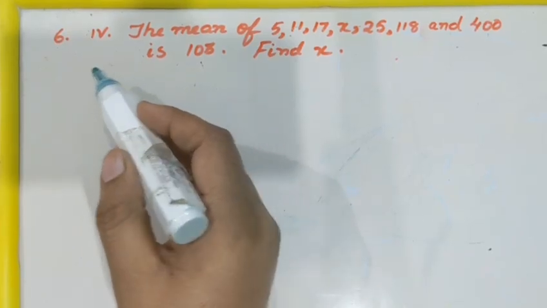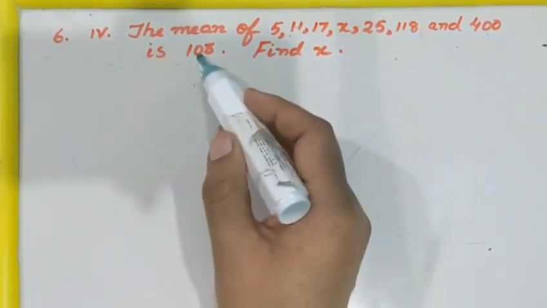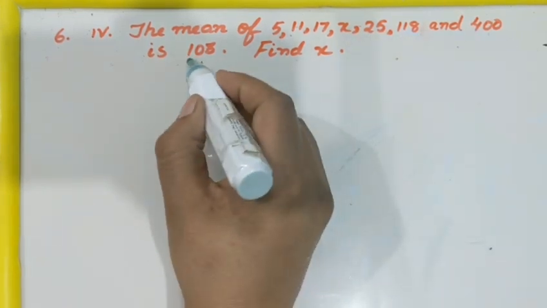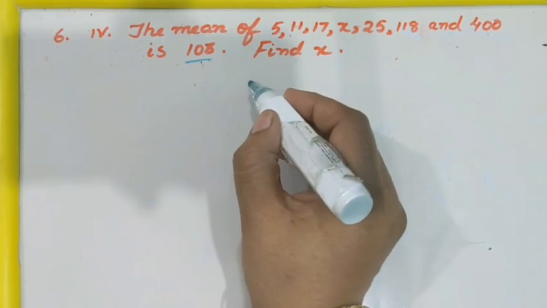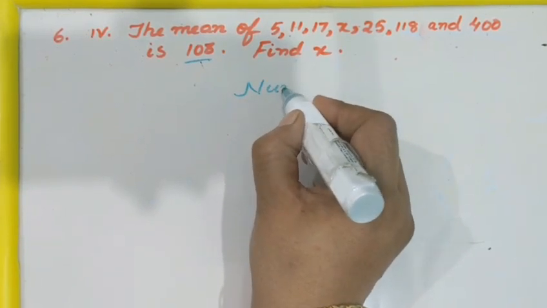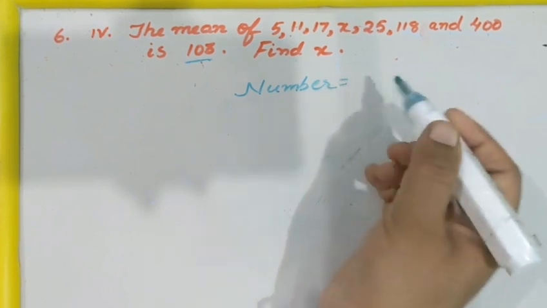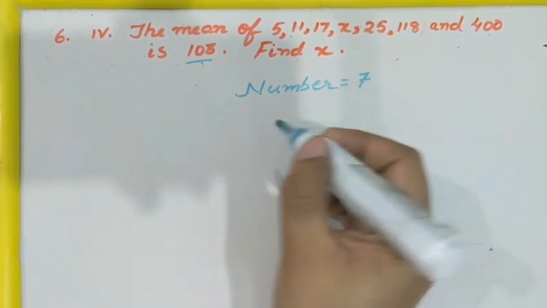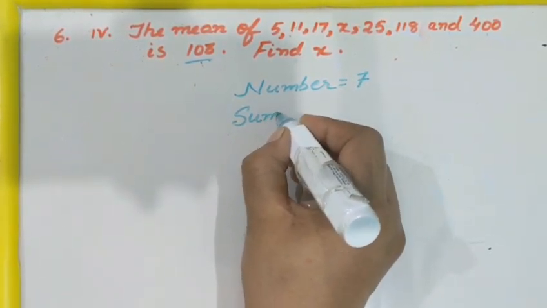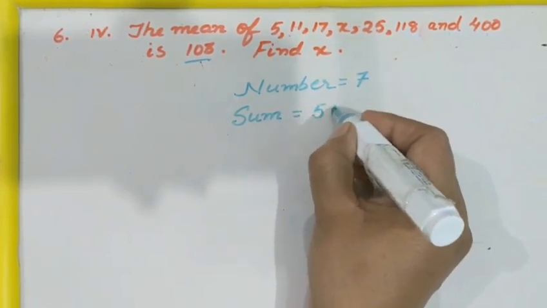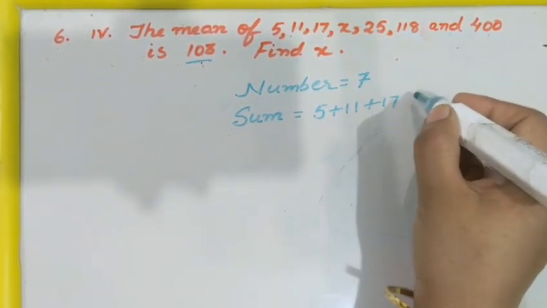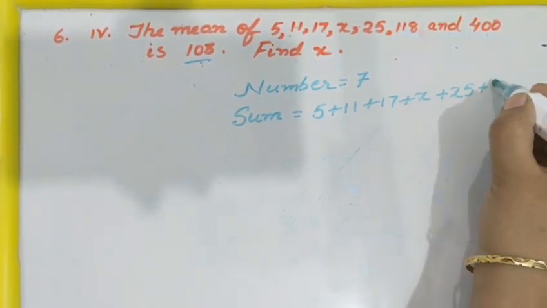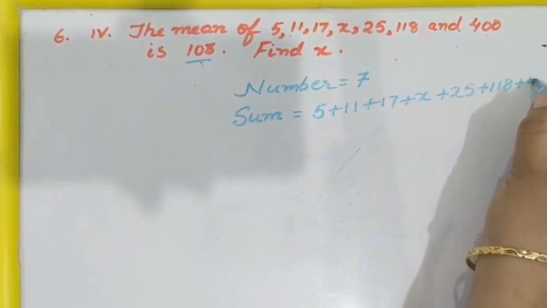Children, to make it more clear, let me explain you fourth part of question number 6. The mean of 5, 11, 17, x, 25, 118 and 400 is 103. Find x. So what is the number of observation? Let us first write all the details given. Numbers equals to 1, 2, 3, 4, 5, 6, 7. 7 observations. So 7 numbers. Then sum. How will you find the sum of these observations? Sum equals to 5 plus 11 plus 17 plus x plus 25 plus 118 plus 400.